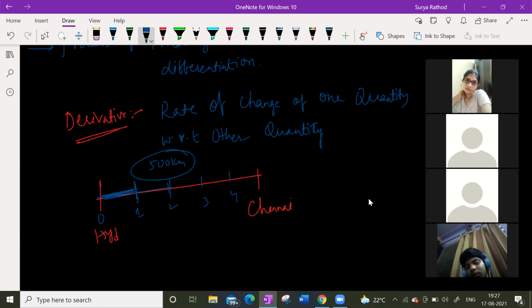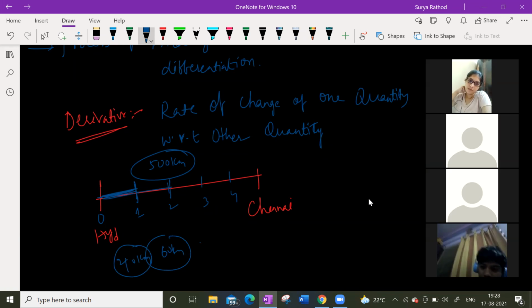See here, no one is going to ask you how many kilometers you have traveled in the first hour. In the first hour, let us say you just traveled 40 kilometers only. In the second hour, you might travel 60 kilometers. In the third hour, you might travel 70 kilometers. It completely depends on you, how you go and at what speed you go. All right.